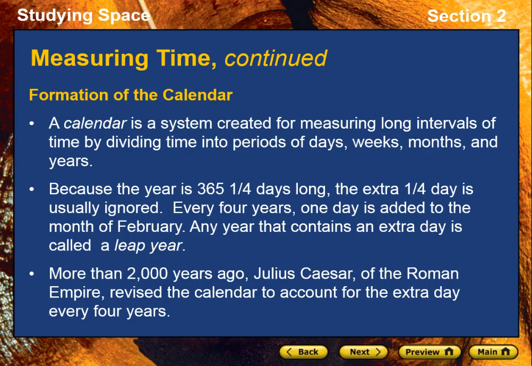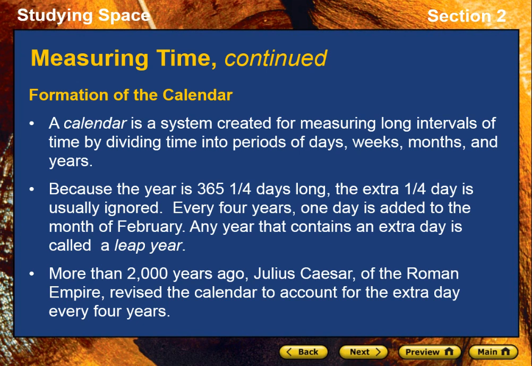Because the year is 365 1/4 days long, the extra 1/4 day is usually ignored to make the number of days on the calendar a whole number. To make the calendars on the same schedule as Earth's movement, we must account for that extra time. So, every 4 years, 1 day is added to the month of February. Any year that contains an extra day is called a leap year.